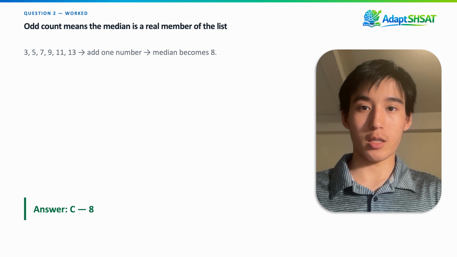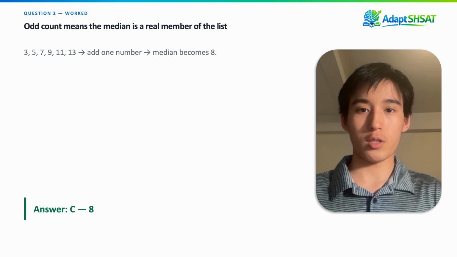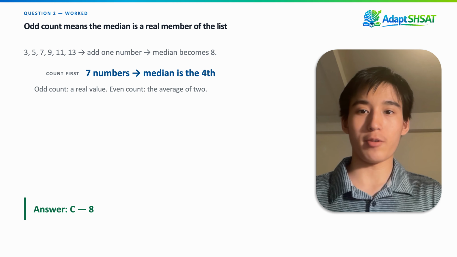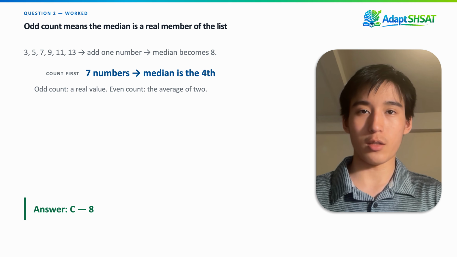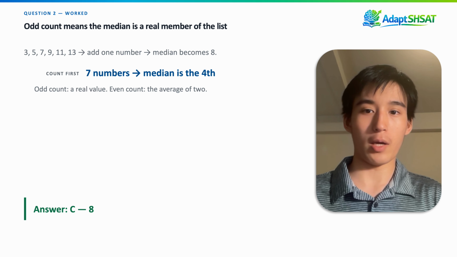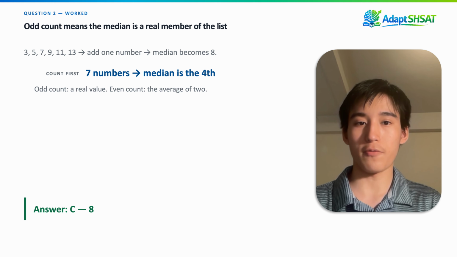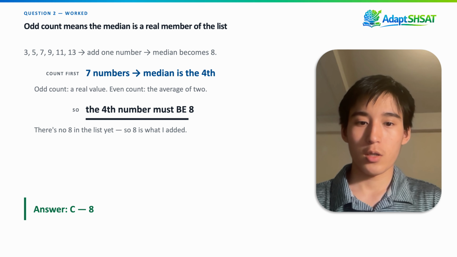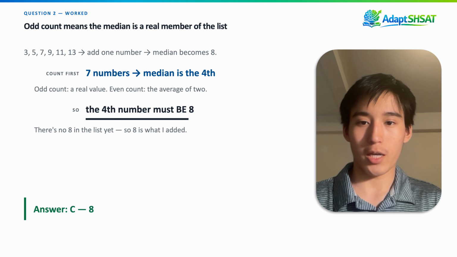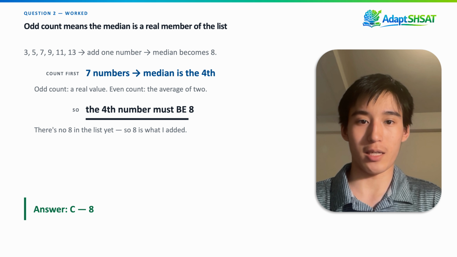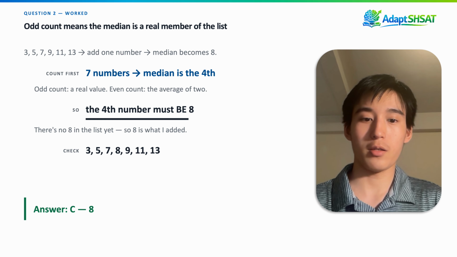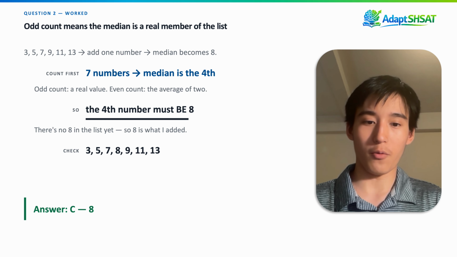So the trick here is to count first, and always count first. We know that 6 numbers become 7 numbers, and because 7 is odd, the median is the real value and it's not an average value, which means that we don't have to worry about all that averages stuff, and it's just going to be the 4th one when they're in order. So the 4th number literally just has to be 8, and because there's no 8 in the list, that means we must have added 8 to the list, so you don't even have to test anything. Once you drop it in, 3, 5, 7, 8, 9, 11, 13, the 4th one is 8, and we're done.